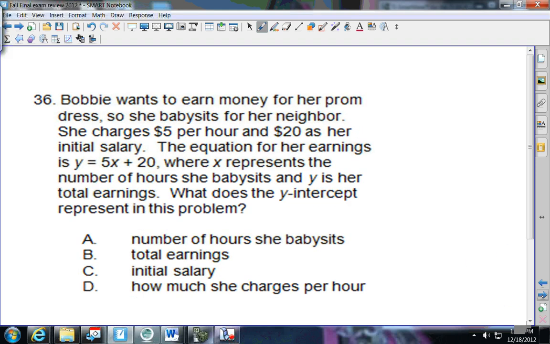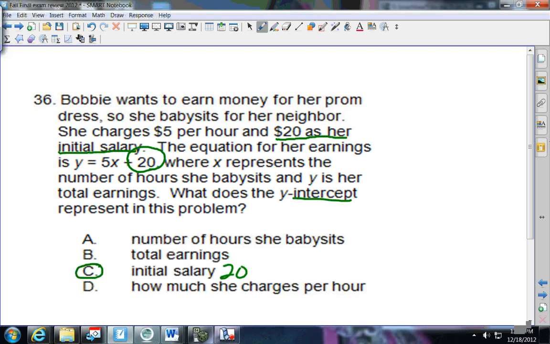Okay, Bobby wants to earn money for her prom dress, so she babysits her neighbor. She charges $5 per hour and $20 as her initial salary. The equation for her savings is y equals 5x plus 20, where x represents the number of hours she babysits and y is her total earnings. What does the y-intercept represent in the problem? Well, the first thing you need to recognize is that the y-intercept is right here. It's the 20. It says right here, 20 as her initial salary. That's the y-intercept. That's the answer you're looking for.